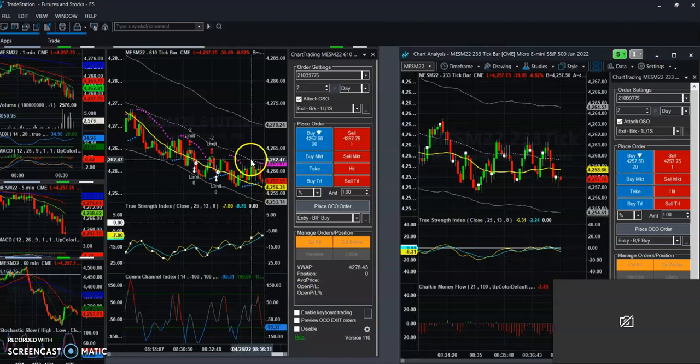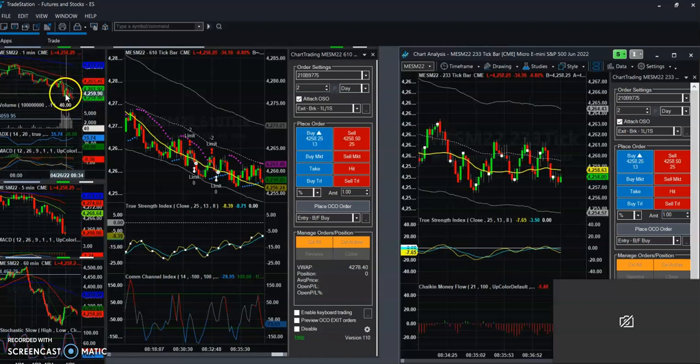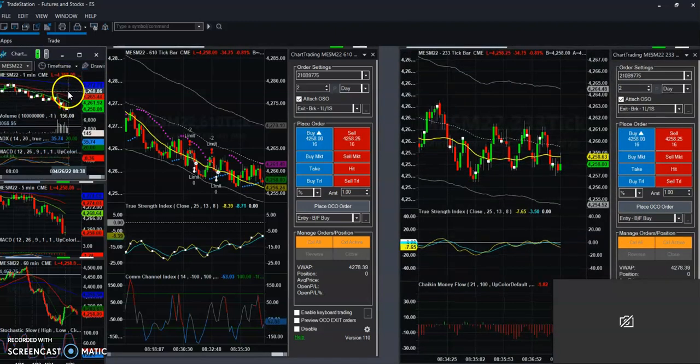You need to find the ones that you're comfortable with. Okay, I'll move over to the left. I have the 1 minute chart. I don't really use the 1 minute chart to trade. I use it for confirmation of a couple things.